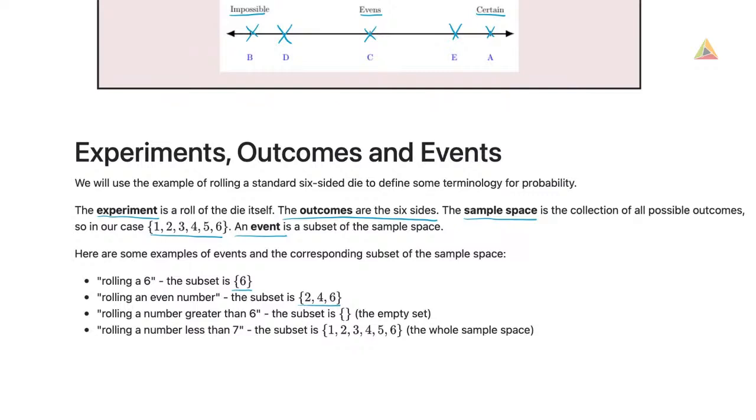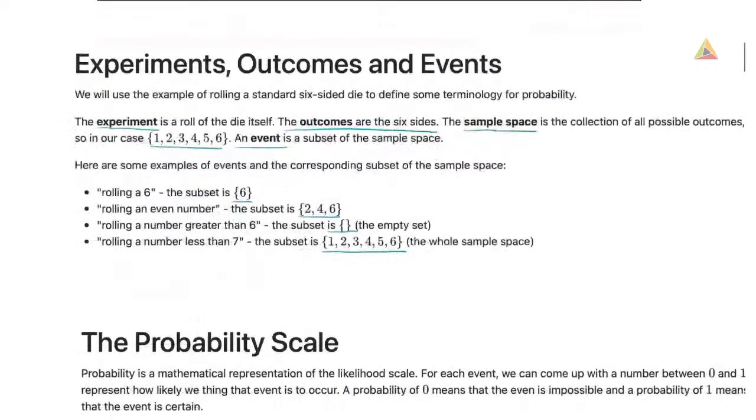Rolling a number greater than 6. Now, there is no number greater than 6 on a die, so the subset has nothing in it, so it's called the empty set. Rolling a number less than 7 is going to be the whole sample space because you've got the numbers 1, 2, 3, 4, 5, and 6. So that's a couple of different terms that we use in probabilities. It's important to know what each of those actually mean.